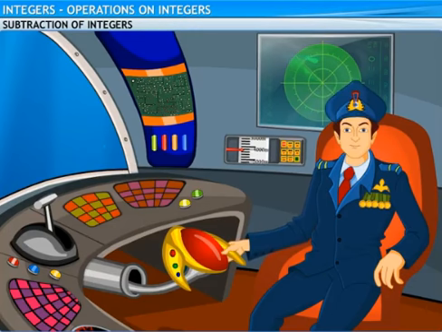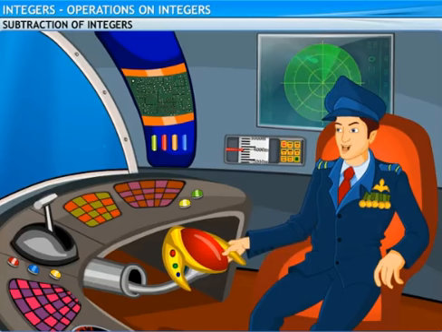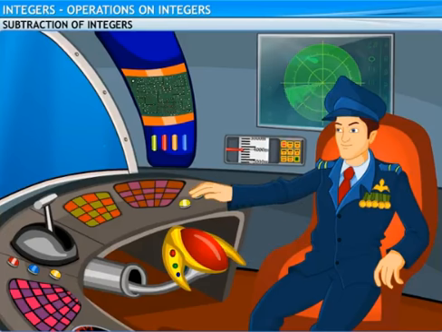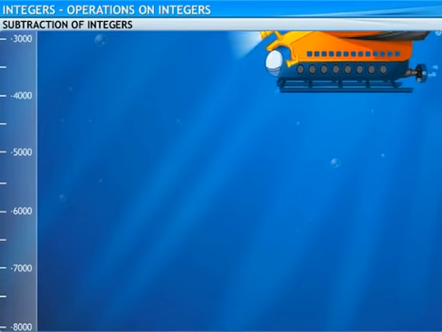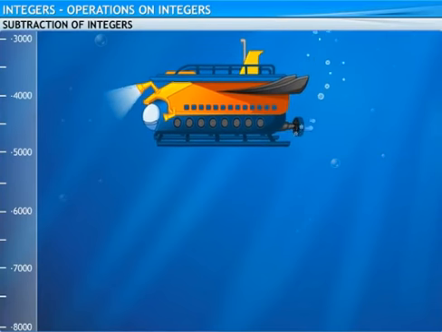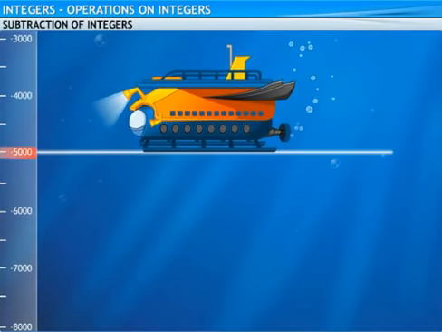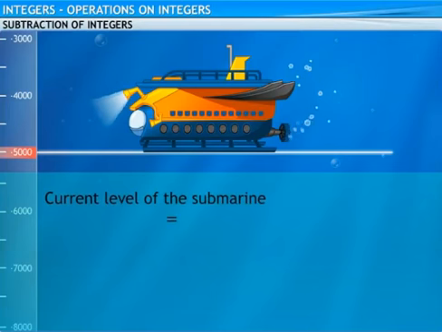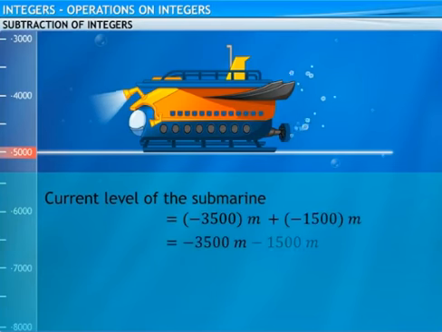Undersea mountains and large fish like whales are a common occurrence. Oh look, the sonar is beeping again. It looks like we have a whale at hand. Let me move down. Captain Jack moves the submarine 1,500 meters downwards from the current level of the submarine. At what level is the submarine now? As you know, both the negative integers need to be added to arrive at the current level of the submarine. You can see that this value is equal to minus 5,000 meters. Remember, when two negative integers are added, we get a negative integer.